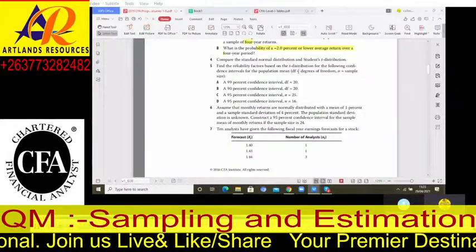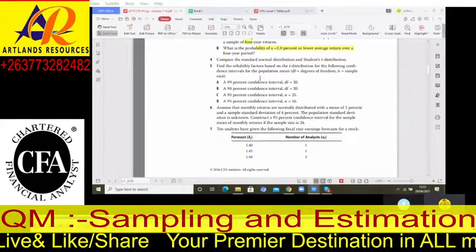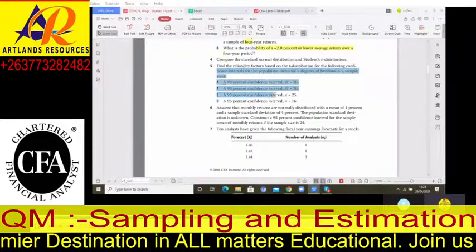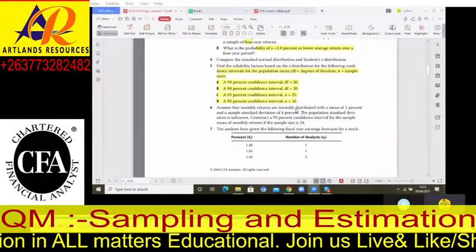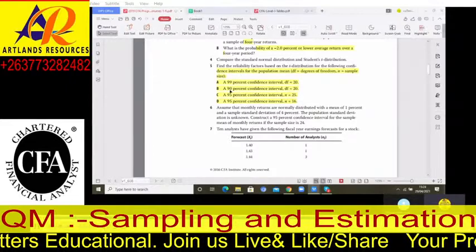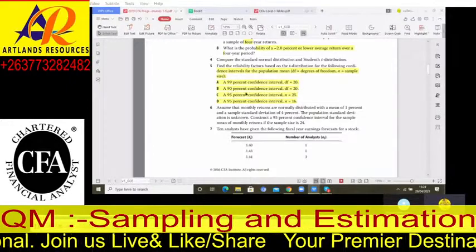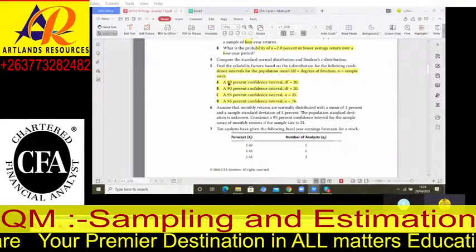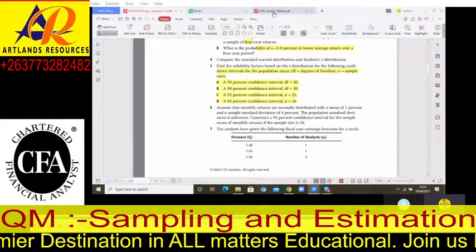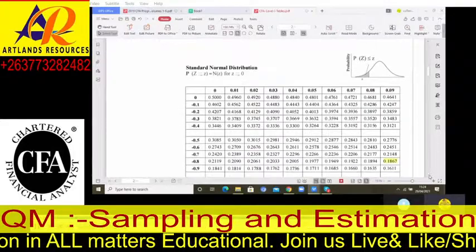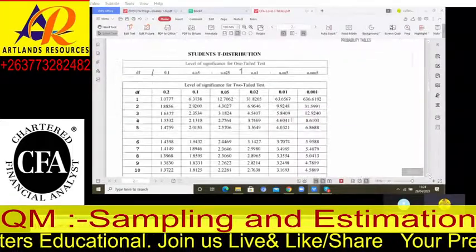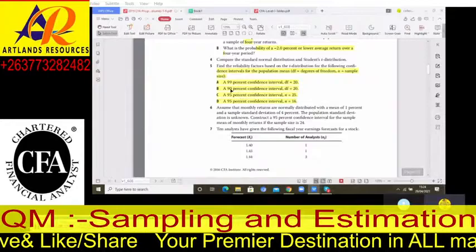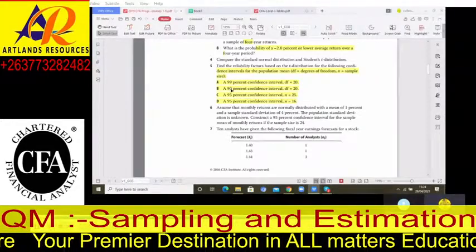Find the reliability factors based on a t distribution and confidence intervals with degrees of freedom. This part where we find the reliability factors, we have done in the course of our explanation. Remember, if they say 90% confidence interval, they mean alpha is 10% over 2. So when you come to the t distribution tables, you scroll down, and the probability is not 0.1 if they say 90%. Because if the probability is 10%, you say alpha over 2. You say 10% over 2.